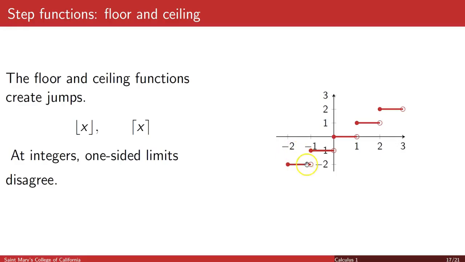And so at each integer, the one-sided limits would disagree. I guess this particular one is the floor function. So any value between 0 and 1, we round down to 0. Any number from 1 to 2, we round down to 1. And so that means that at every integer, let's take 1 for example, from the left we approach 1 and we get 0, from the right we approach 1 and we get 1. So this is again a discontinuity, and in particular a jump discontinuity.